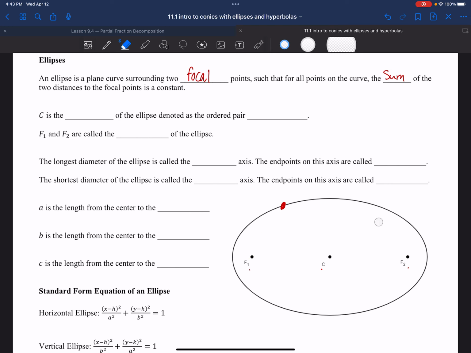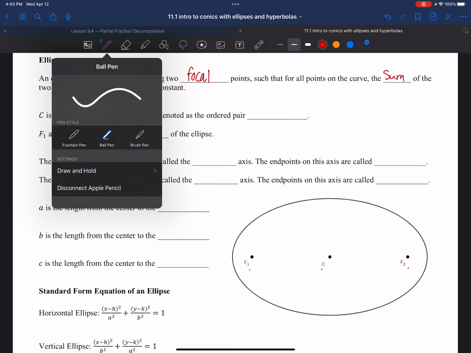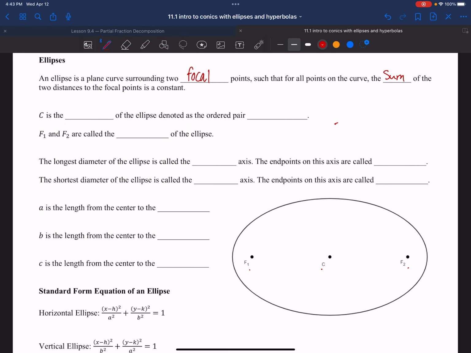But I do recommend checking out the video I've linked in Schoology. It's basically a guy who takes two nails and nails them into a board, and then he takes a string and moves it along and traces out an ellipse. And you can really see how the length of the string doesn't change as he creates that ellipse. I think that's a really good demonstration. So sorry I can't show you here.